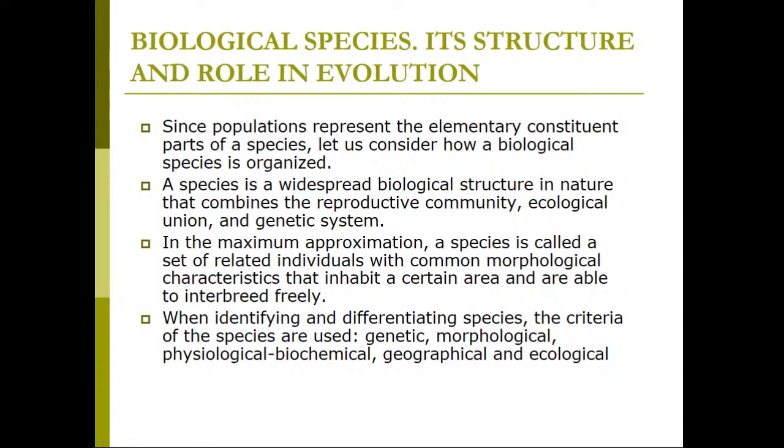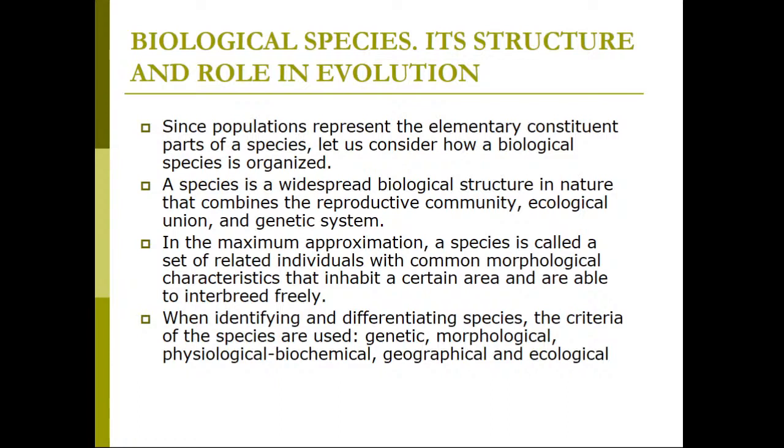Okay, and we will continue with our lecture. Next we will talk about the biological species, its structure and role in evolution. Since populations represent the elementary constituent parts of species, let us consider how a biological species is organized. A species is a widespread biological structure in nature that combines a reproductive community, an ecological union, and a genetic system. In the maximum approximation, a species is a set of related individuals with common morphological characteristics that inhabit a certain area and are able to interbreed freely.